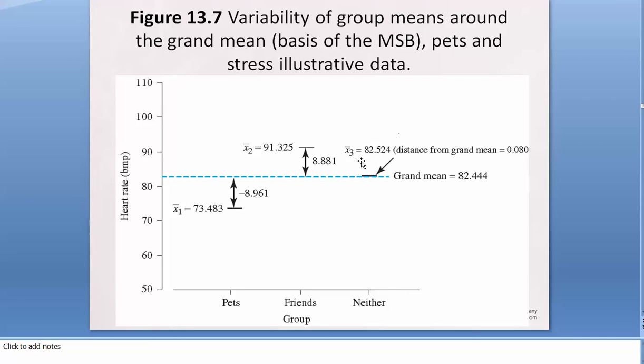Now look, the third group mean is so close to the grand mean. If these also were very close to the grand mean, that would mean all three groups have the same mean heart rate. But the fact that these are much above and much below means that there's definitely a difference among the three groups as far as the heart rate goes. So visually we can sort of convince ourselves of that.